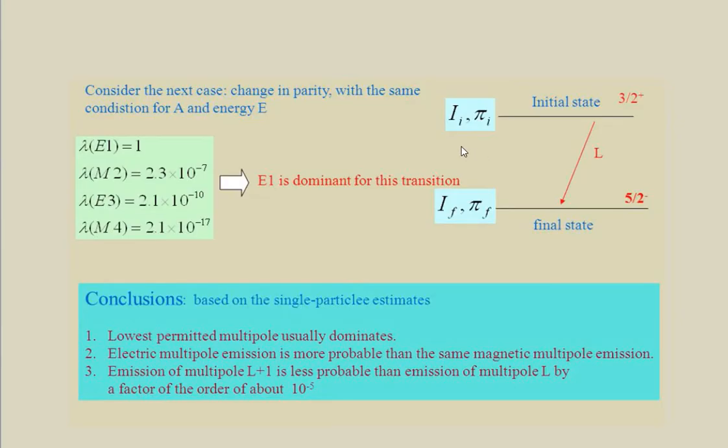So let us consider the same example, where the transition is from 3/2+ to 5/2-, a change in parity. So the possible values of lambda are λ(e1), λ(eM2), λ(e3), λ(e4), and the probabilities are in this order. So E1 is the dominant radiation for this transition. Okay, so these are the conclusions.